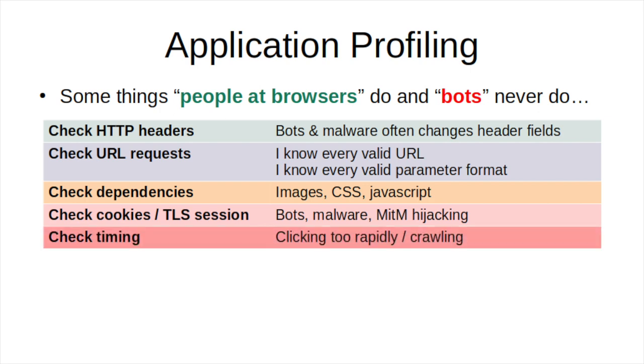We can even look for complex patterns like timing attacks. No matter how fast a human clicks, a script can click faster. Humans also follow a linear pattern, from link to link to link. Bots often collect all of the links and crawl them out of order.